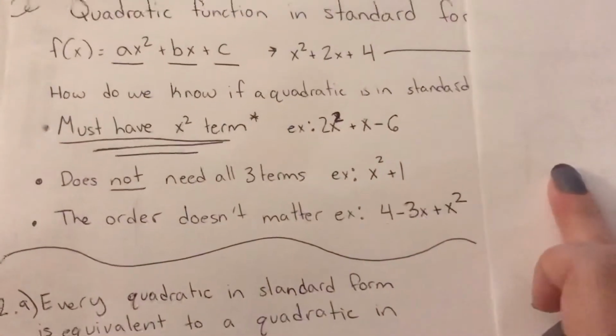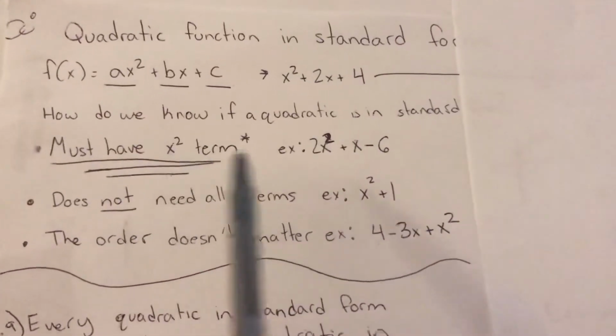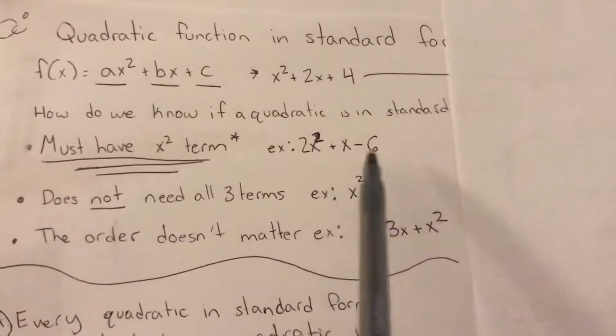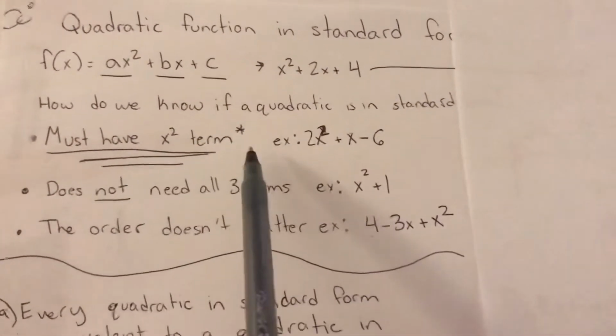Okay, so now coming back to what a quadratic really is, written in standard form, there are a few key features we need to be reminded of. First, it must have an x squared term. So in this case, an example is 2x squared plus x minus 6. We have the x squared term, thus it's a quadratic in standard form.